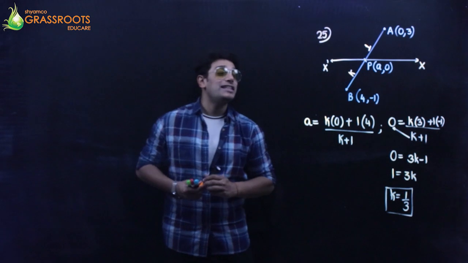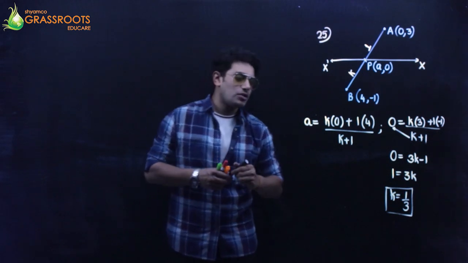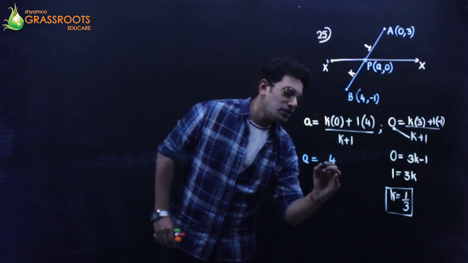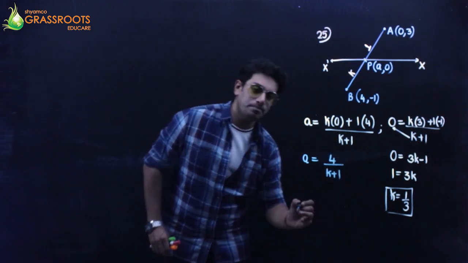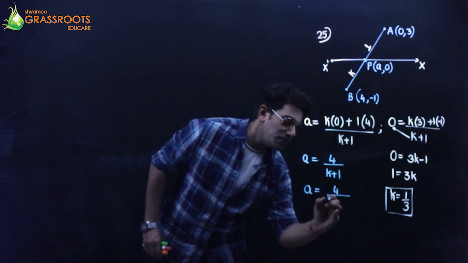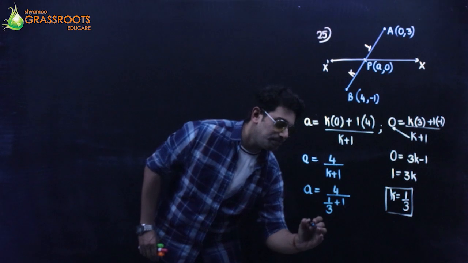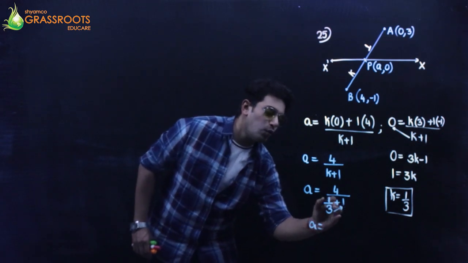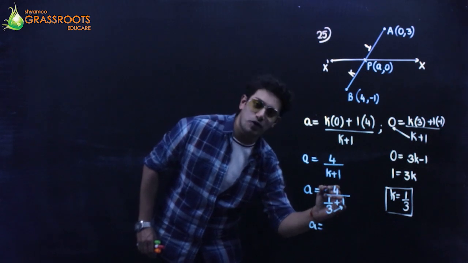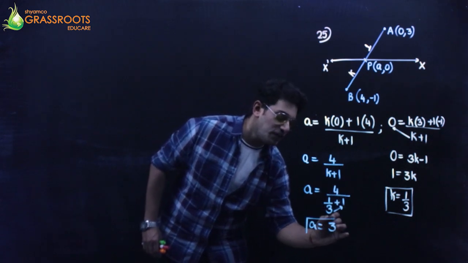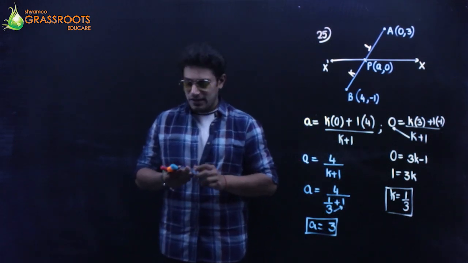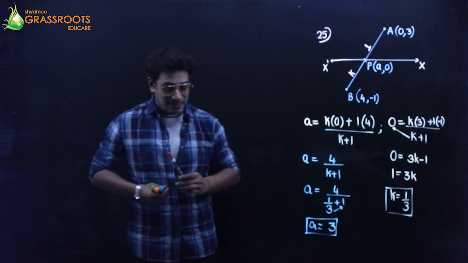Put the value of k in this equation. Yes. So I get a is equal to 0 plus 4, it's going to be 4 upon k plus 1. Put k as 1 by 3. So this will be 1 by 3 plus 1. LCM: 1 plus 3, 4. 4 upon 3, 4 gets cancelled. The value of A should be 3, because that third line will go to the first line. Right? The last question, the 26th one for you all.